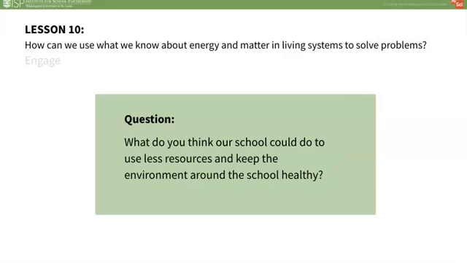Students may have some ideas, or they may have more questions about this topic. Allow students to discuss how what they have learned might apply to their own school community. Tell students that they are going to do some research to identify a problem and propose a solution that could be implemented at their school.